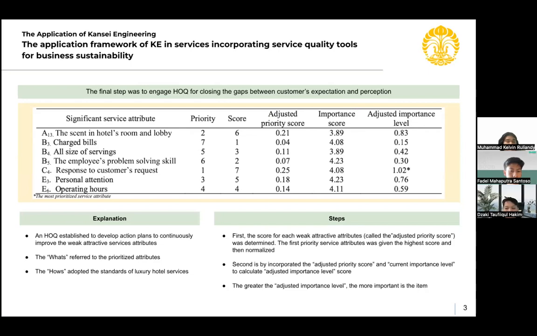And then the last one is the final step, to engage the house of quality for closing the gaps between the customer expectation and perception, using several steps. First one is the score for each weak attractive attribute that was determined, and also followed by incorporating the adjusted priority score and current importance level to calculate the adjusted importance level score.